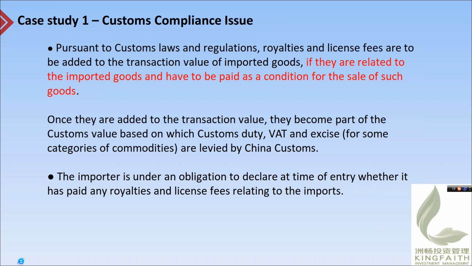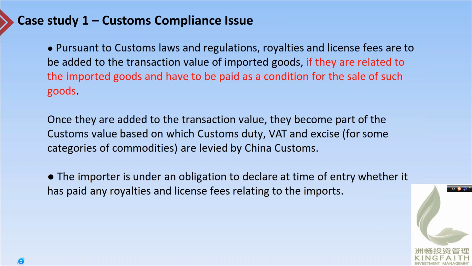If the sales contract mentioned the royalties and license fees, the license agreement, then the customs officers will have more evidence to prove their viewpoint. That would mean less room for us to argue in favor of our client. So this case is still in the process and in the procedure.